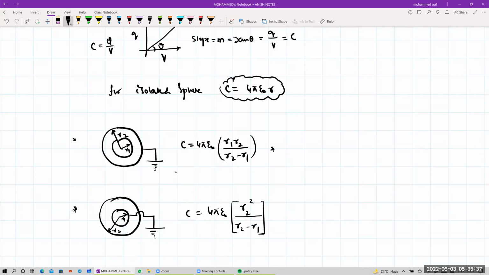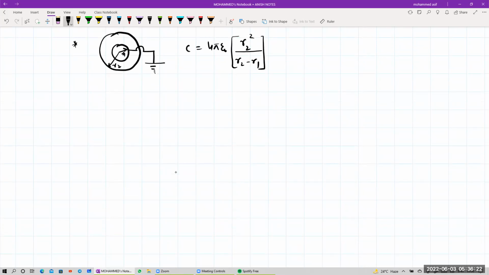If a dielectric is inserted in this, K comes. If a dielectric substance is filled, then the capacity will become 4 pi epsilon naught into epsilon R into R1 R2 divided by R2 minus R1. Epsilon R is the dielectric constant. So if a dielectric substance has been filled in between the two surfaces, then C will be equal to 4 pi epsilon naught into epsilon R into R1 R2 divided by R2 minus R1.